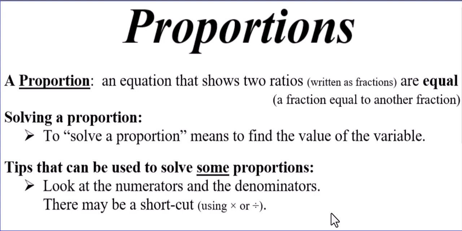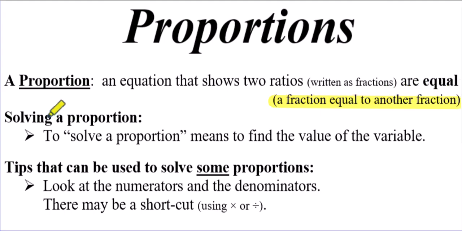What is a proportion? Well, let's go ahead and read this along with me. A proportion is an equation that shows two ratios, where they're both written as fractions, that are equal to each other. So it's basically going to be a fraction equal to another fraction. That is what a proportion is, and you can go ahead and underline that or highlight that on your notes.